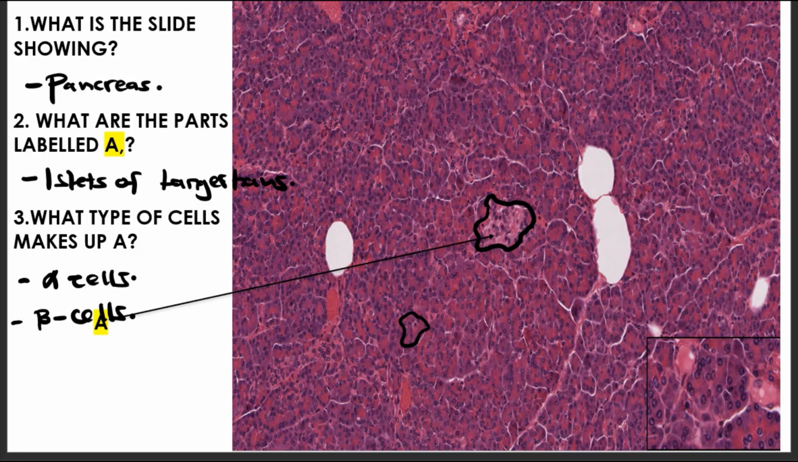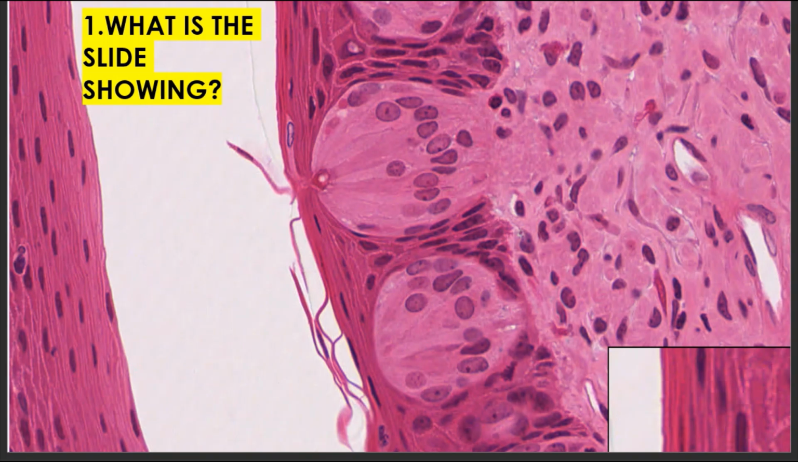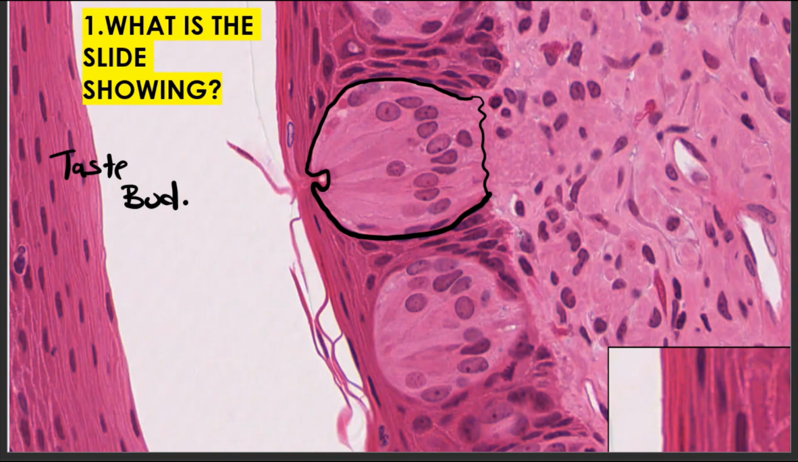All right. What is this showing? So the prominent feature here is a taste bud. So you can see this is a taste bud here. It's made up of sensory cells and sustentacular cells, which are supporting cells.